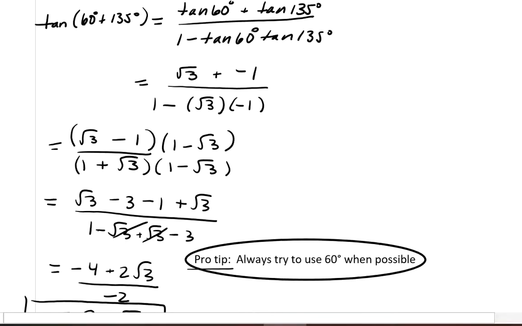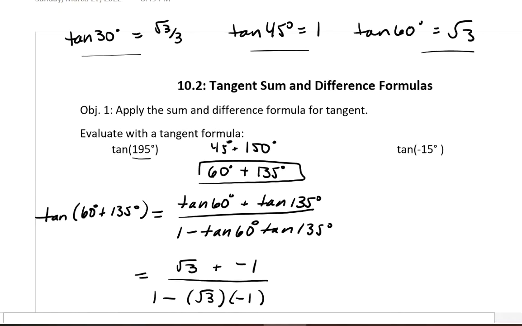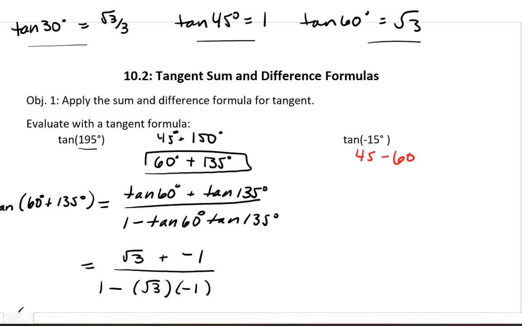Okay. I'm going to do another one. I have tangent of negative 15. Again, my choices that I can work off of are 30, 45, and 60. I'm going to use 60 because that was our pro tip, so I'm going to do 45 minus 60. Notice I'm doing a subtraction here on this one.